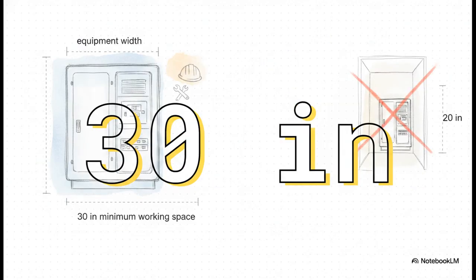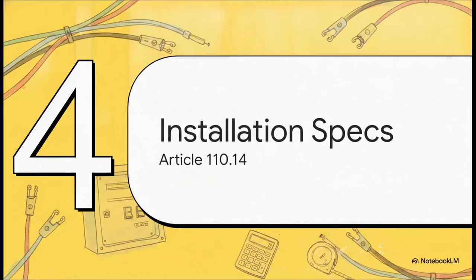Your required side-to-side working space is the width of the equipment itself, or exactly 30 inches. Again, whichever measurement is greater. You can't just squeeze a panelboard into a tiny 20-inch wide closet alcove and expect to legally or safely work on the thing. Let's keep it moving.